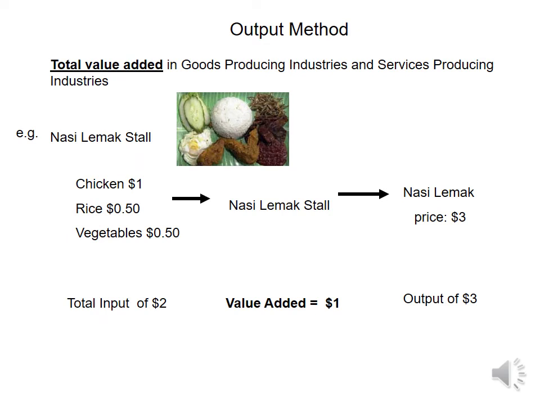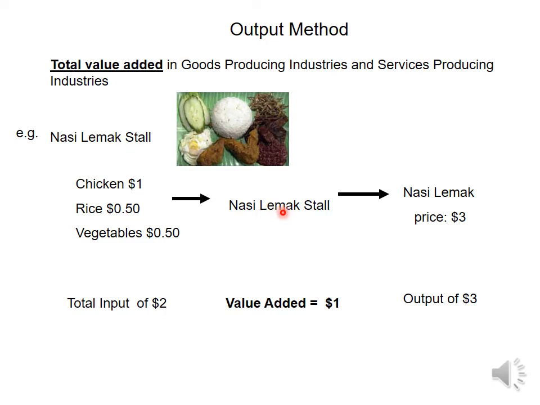Now let's talk a little bit about the output method. I mentioned earlier that you're not required to use the output method, but you should know what it is. Output method calculates national income in a different way. It totals up all the value-adding activities in all the industries in the economy. Here we have an example of a nasi lemak store. For example, how much does it cost the store owner to produce 1 unit of nasi lemak? Maybe they have to spend $1 on the chicken, 50 cents on rice, 50 cents on vegetables. Totaled up, the cost will be $2.